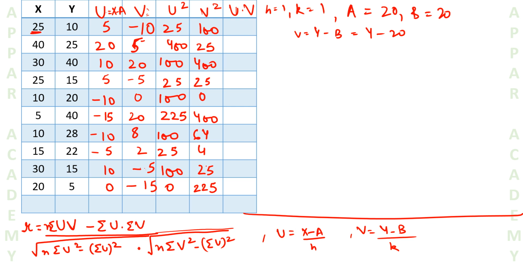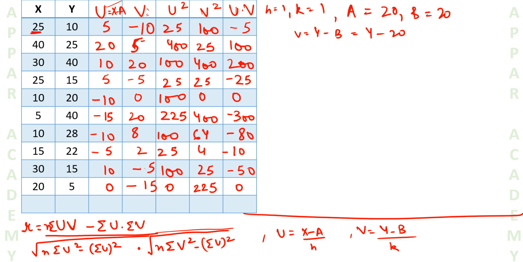Then what we need to do is we need to find u into v. Right? Okay. So u into v means multiplying this and this. So 5 into minus 10 becomes minus 50. 20 into 5 is 100. 20 into 10 is 200. 5 into minus 5 is minus 25. This becomes 0. Minus 15 into 20 is minus 300. Minus 10 into 8 is minus 80. Minus 5 into 2 is minus 10. 10 into minus 5 is minus 50. This becomes 0. Right? You can just check this up.